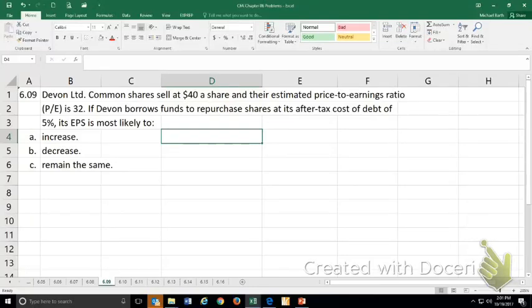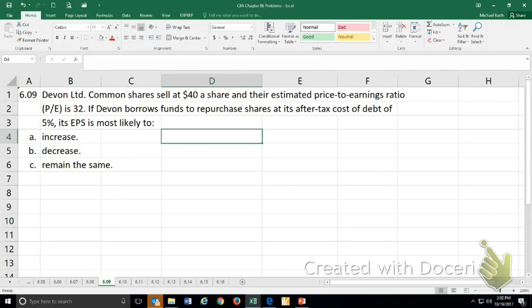This is problem 6.09 from the end of chapter problems for chapter 6 from the CFA Institute textbook, Corporate Finance, A Practical Approach. And this particular question is asking about the impact of a share buyback on earnings per share.